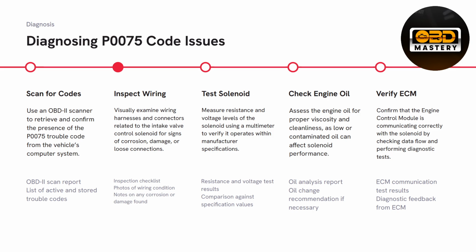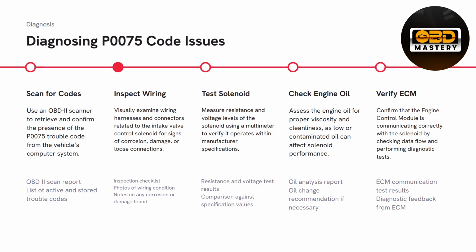Assess the engine oil for proper viscosity and cleanliness, as low or contaminated oil can affect solenoid performance. OBD2 scan report. List of active and stored trouble codes. Inspection checklist. Photos of wiring condition. Notes on any corrosion or damage found. Resistance and voltage test results. Comparison against specification values. Oil analysis report. Oil change recommendation if necessary.